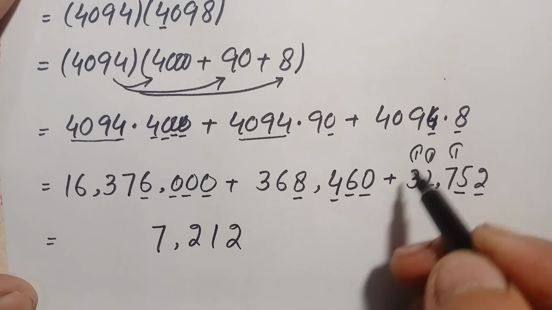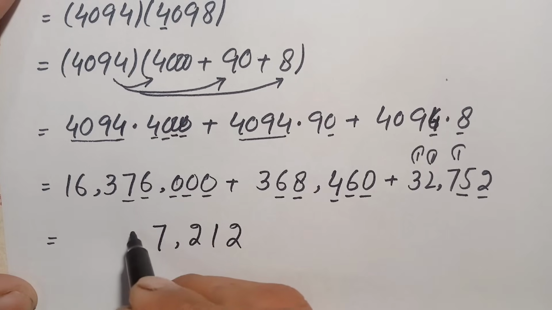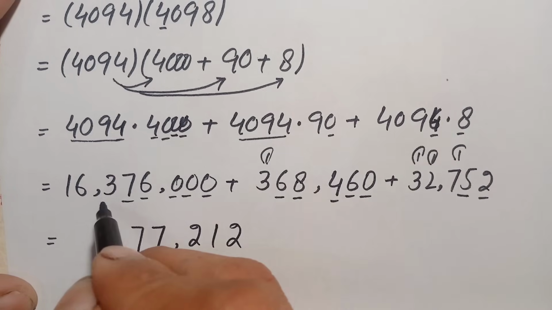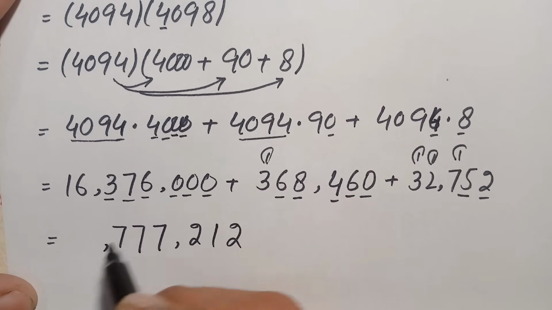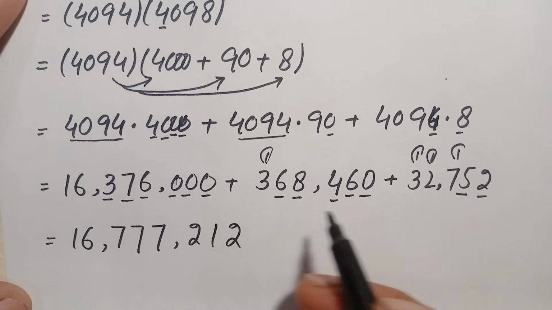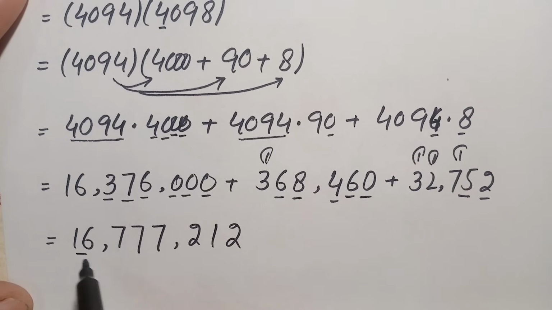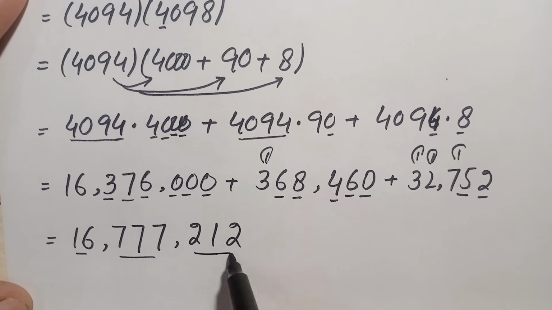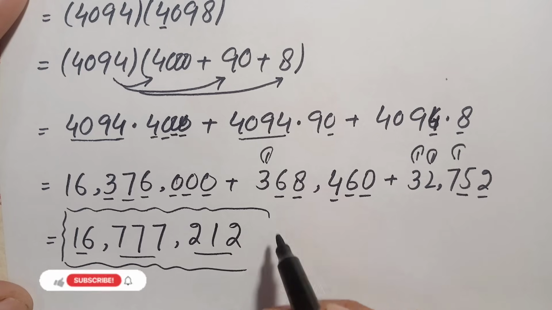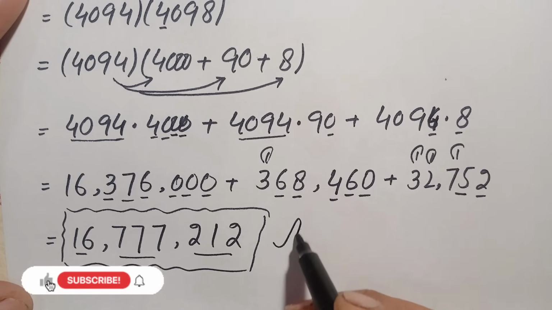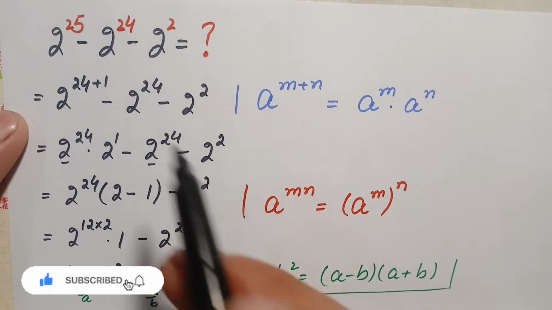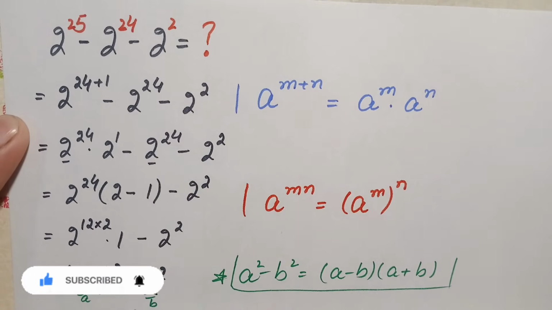Next is 3. 3 plus 1 is 4. 4 plus 6 is 10. 10 plus 7 is 17. So 7, 1 will be carried to the next digit. Next is 3. So 3 plus 1 is 4. 4 plus 3 is 7. Comma. Now there are two digits which are 1 and 6. So here the addition of all of these three numbers gives 16,777,212. So finally 16,777,212 is our answer and value of this interesting explanation and simplification math problem.